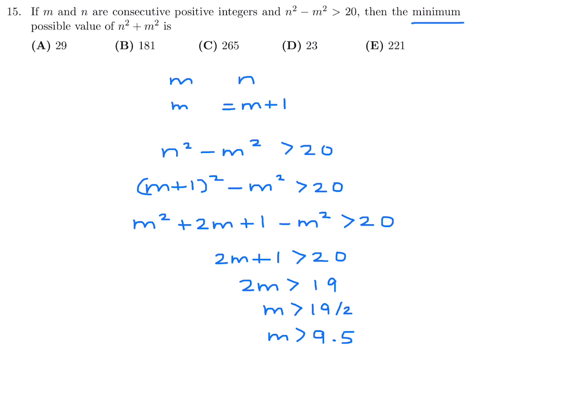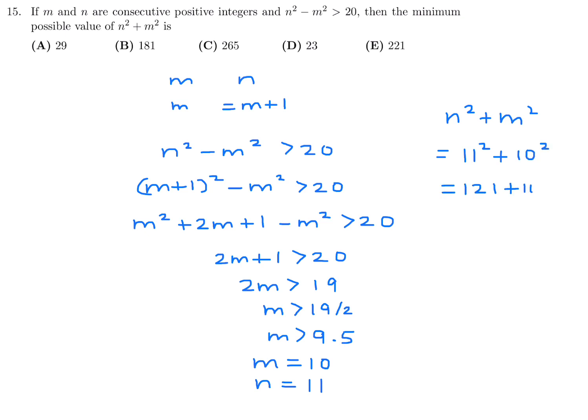Now, we are talking about finding minimums, right? So the minimum possible integer that you can have if m is greater than 9.5 is m equal 10, right? And therefore, n is m plus 1, so n will be 10 plus 1, which is 11. And now we have to find the value of n squared plus m squared. So n is 11, m is 10, so that's 121 plus 100, and that is 221. So number 15, the answer is E.